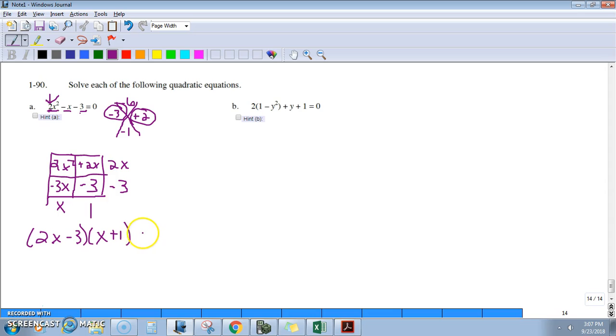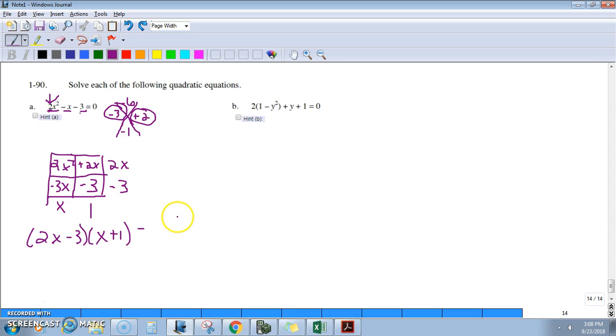I've only factored it. And to solve it, it's equal to 0. It's the property of 0: if I make either of these binomials 0, it makes the whole product 0, because anything times 0 is 0. So this first one's easy. x plus 1 equals 0.